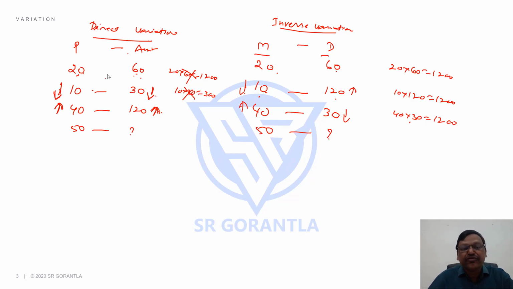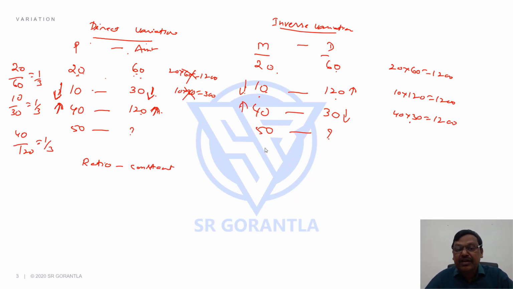Then what is constant? If you observe keenly, 20 by 60 is 1 by 3, 10 by 30 is 1 by 3, 40 by 120 is 1 by 3. So the ratio is constant. So what we can say is, if two variables are in direct variation, the ratio of the two variables is constant, whereas in inverse variation the product is constant.